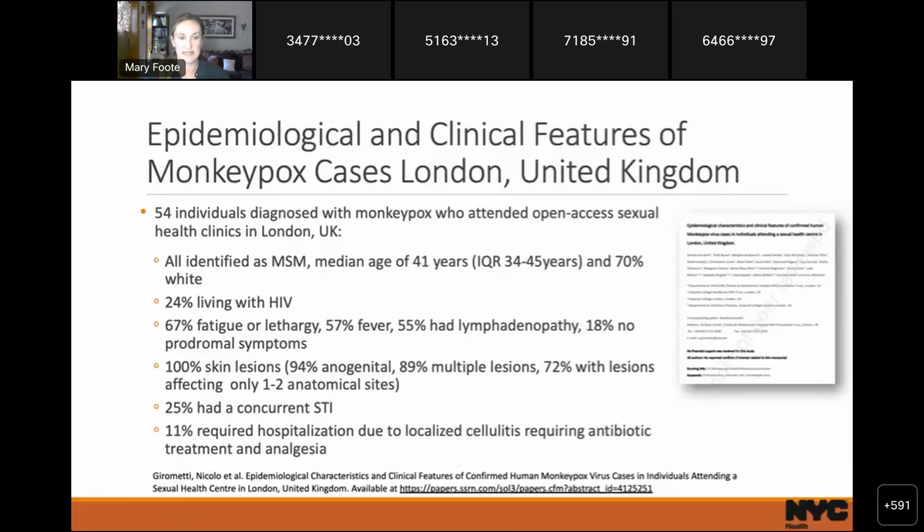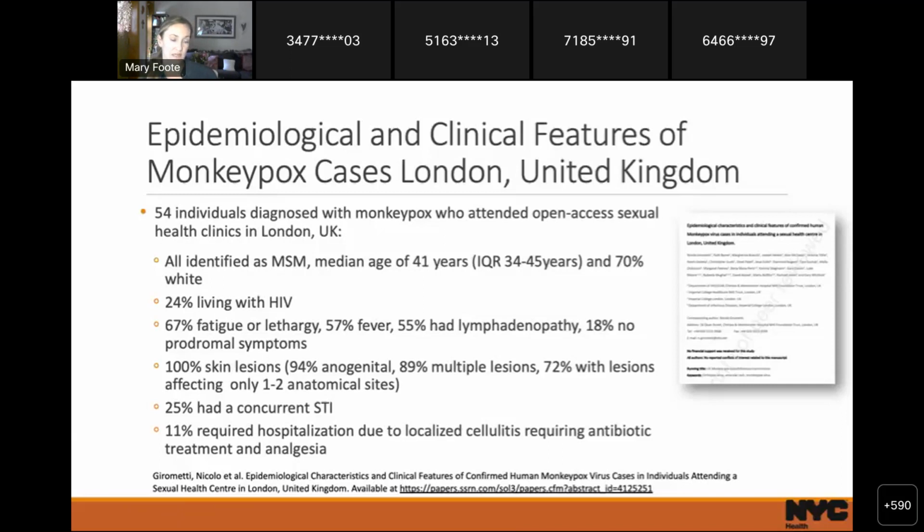In terms of presenting systemic symptoms, a majority, 67%, had fatigue or lethargy. A little more than half had fever or lymphadenopathy. And then 18% actually had no prodromal symptoms. And 100% did report skin lesions. 90%, almost all of them, included anogenital lesions. 89% had multiple lesions, but 72% had lesions affecting only 1 or 2 anatomical sites.